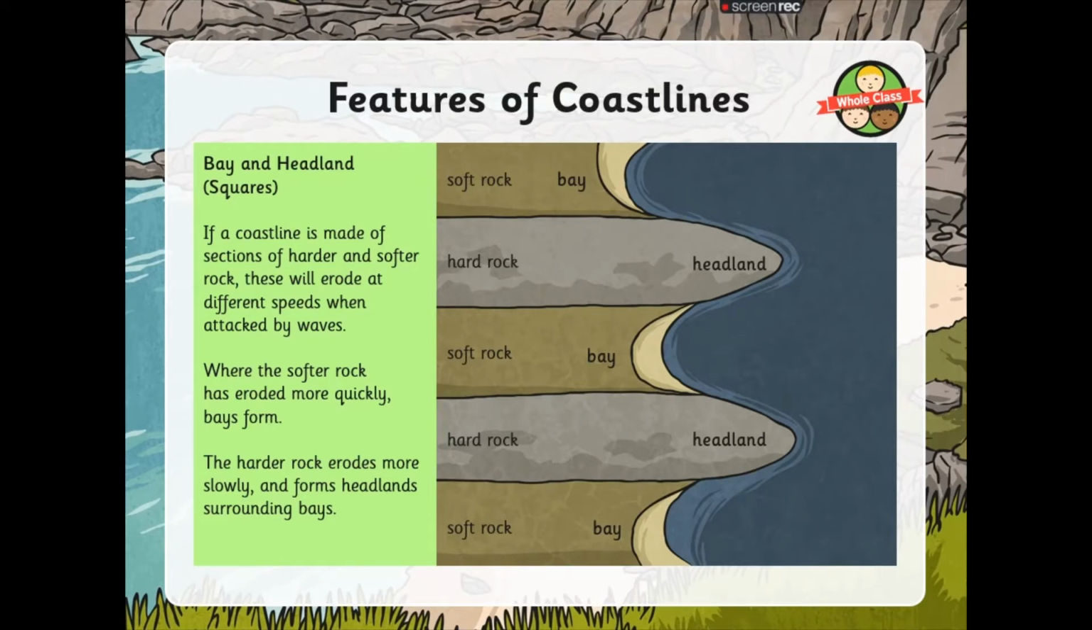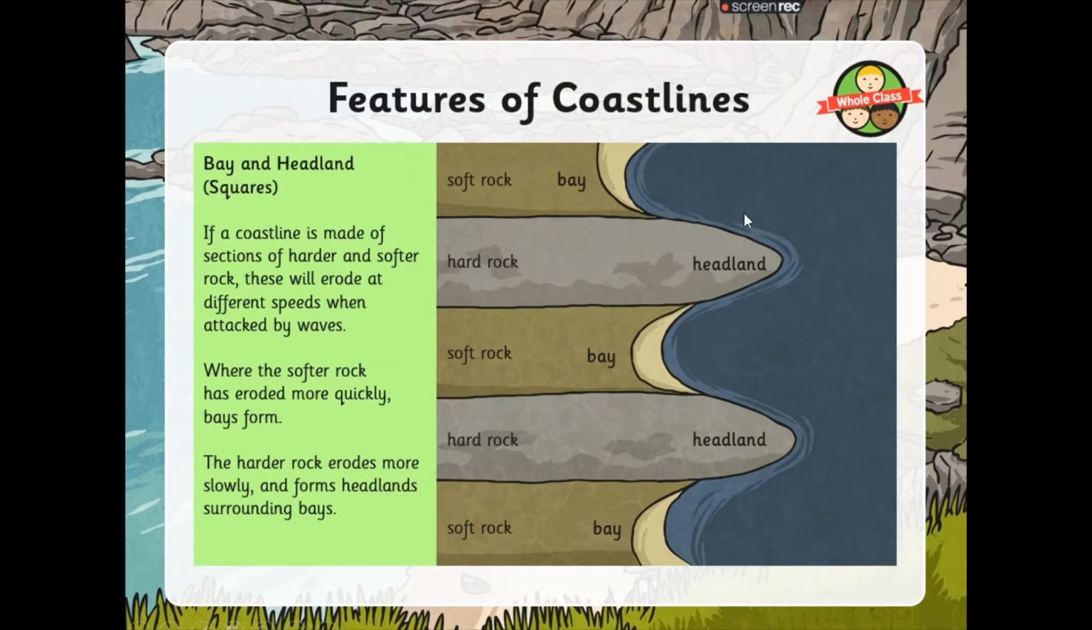Now, bay and headland. If a coastline is made of sections of harder and softer rock, then these will erode at different speeds when they're attacked by the waves. So you can see I've got the hard rock, and I've got the soft rock. As the waves come in and erode, they eat away at the rock, okay? This softer rock will erode quicker, meaning it'll go in faster than the hard rock, the headland.